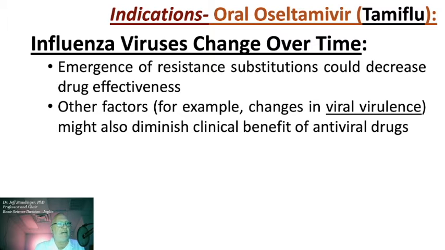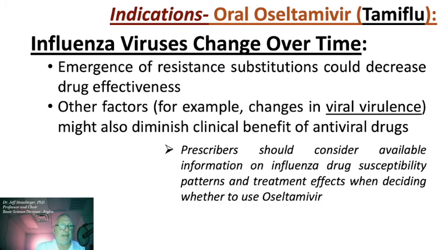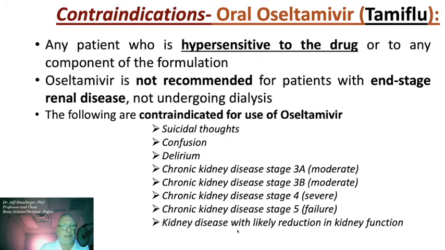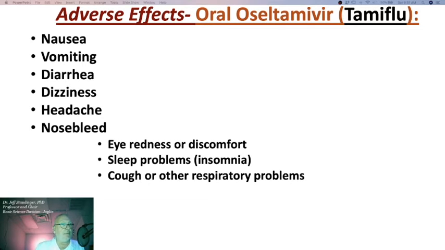Viruses change over time, particularly coronaviruses. There's emergence of resistance. Amino acid substitutions could decrease the drug effectiveness. Changes in viral virulence also might diminish the clinical benefit of antiviral drugs. Any patient who's hypersensitive to the drug should not be given Tamiflu. Other contraindications for Tamiflu and adverse effects, you can see them listed here.